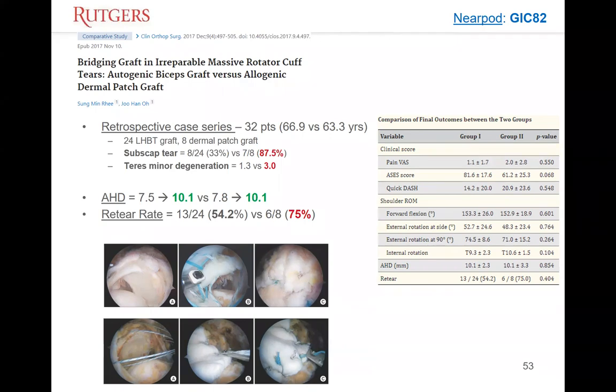To my knowledge, this is the only study to directly compare biceps autograft to dermal allograft for graft augmentation. However, it's severely flawed in that the dermal graft group had significantly more subscap tears and teres minor atrophy pre-op, thereby limiting our conclusions.